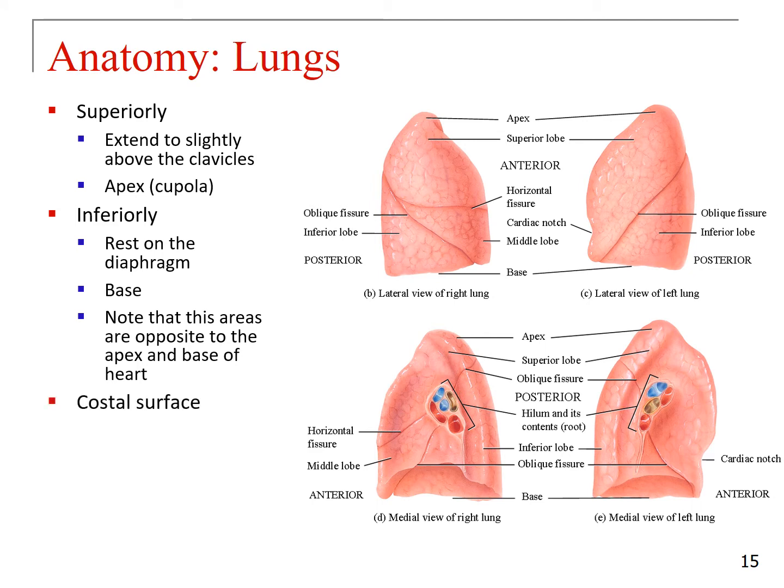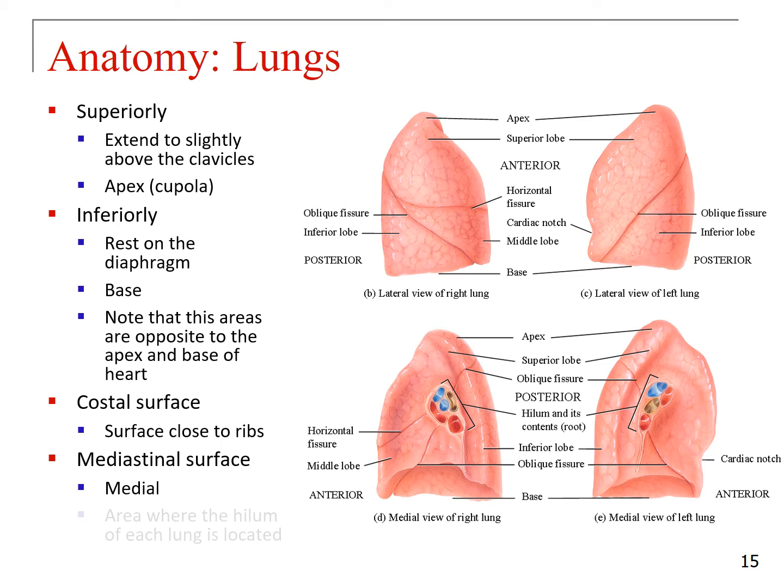Okay, the costal surfaces are the surfaces that don't have a direct tissue connection with the ribs. You'll see what I mean in just a little bit. So they don't have a direct connection, but they do have sort of a hydrostatic connection with the costal surface. Okay, so this is the surface that is closest to the ribs. And then finally, there's the mediastinal surface, which is medial, and this is the area where the hilum of each lung is located. And so hopefully you can see here in the hilum that you've got blood vessels, and you've got lymphatics, and you've got nerves that are coming in at this hilum.